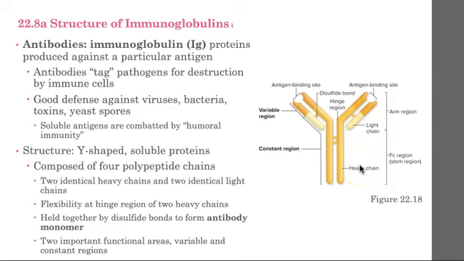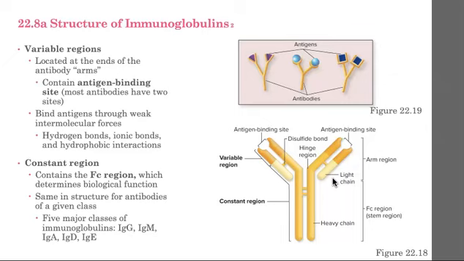There are 2 important functional areas. We have the variable region, which is this area in here. You can see it contains this antigen binding site that's going to change depending on which antigen it's for. And then we have the constant region, which is all of this area in here. As the name suggests, it will be constant, the same. So that's kind of what this slide is saying as far as the text.